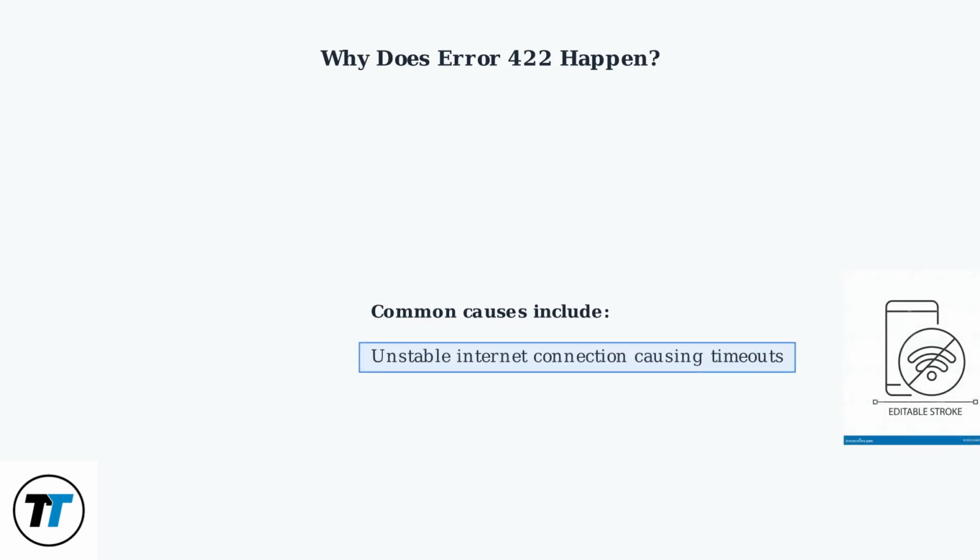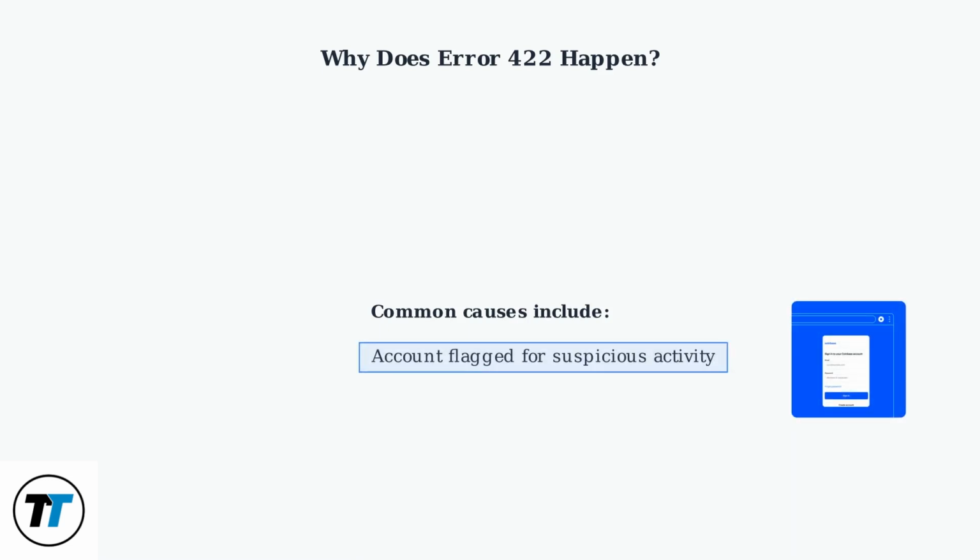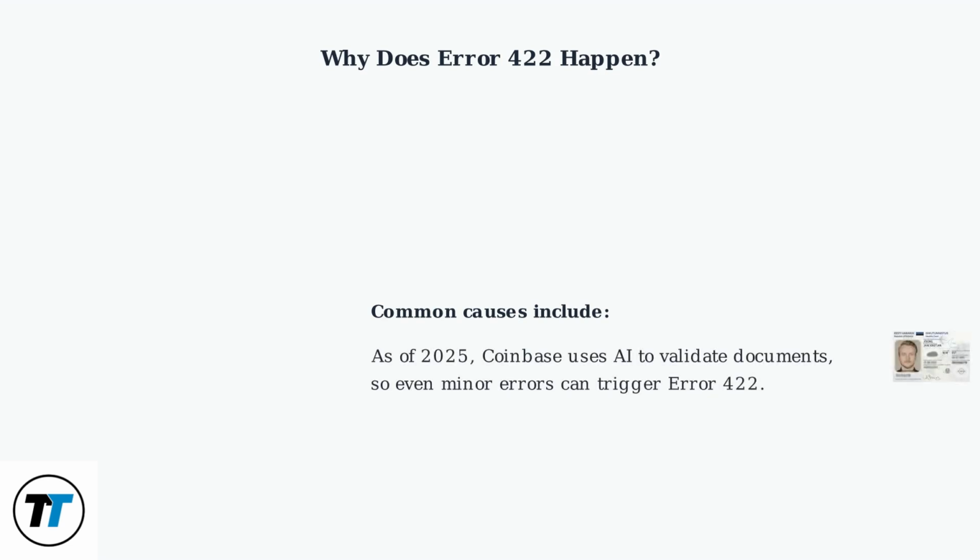An unstable internet connection can cause timeouts during the process. Your account may also be flagged by Coinbase's automated systems for suspicious activity. As of 2025, Coinbase uses AI to validate documents, so even minor errors can trigger a 422 error.